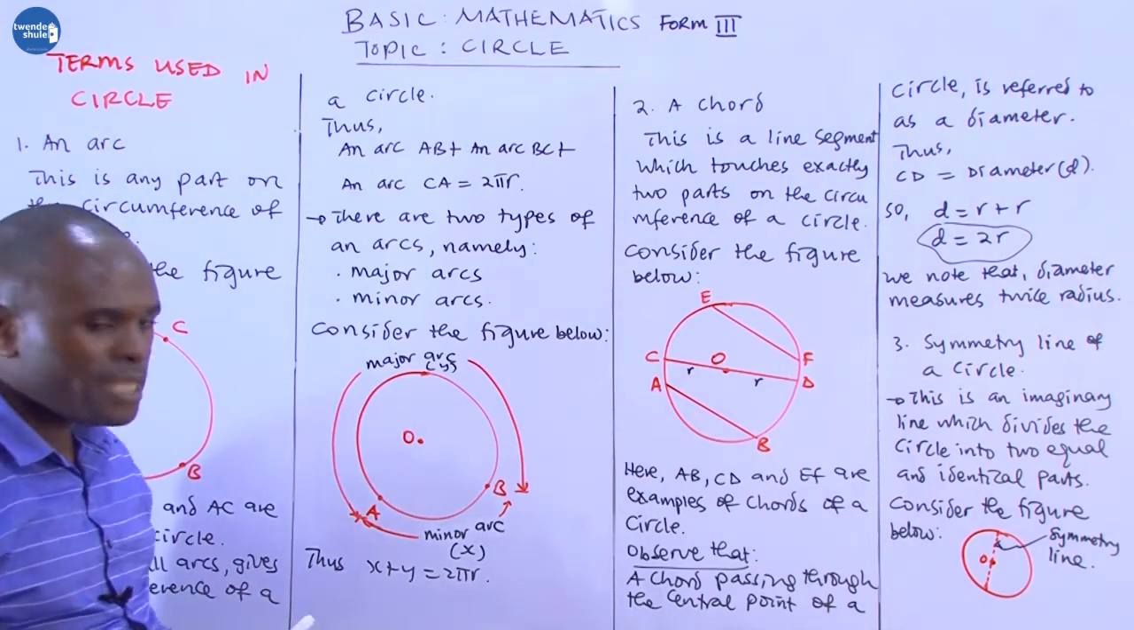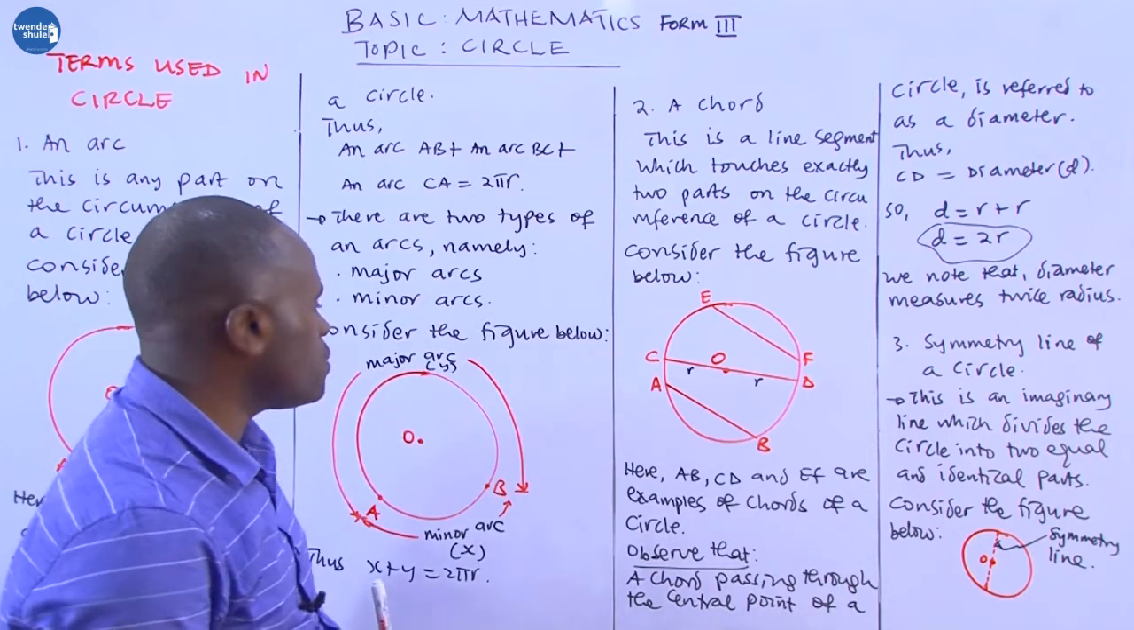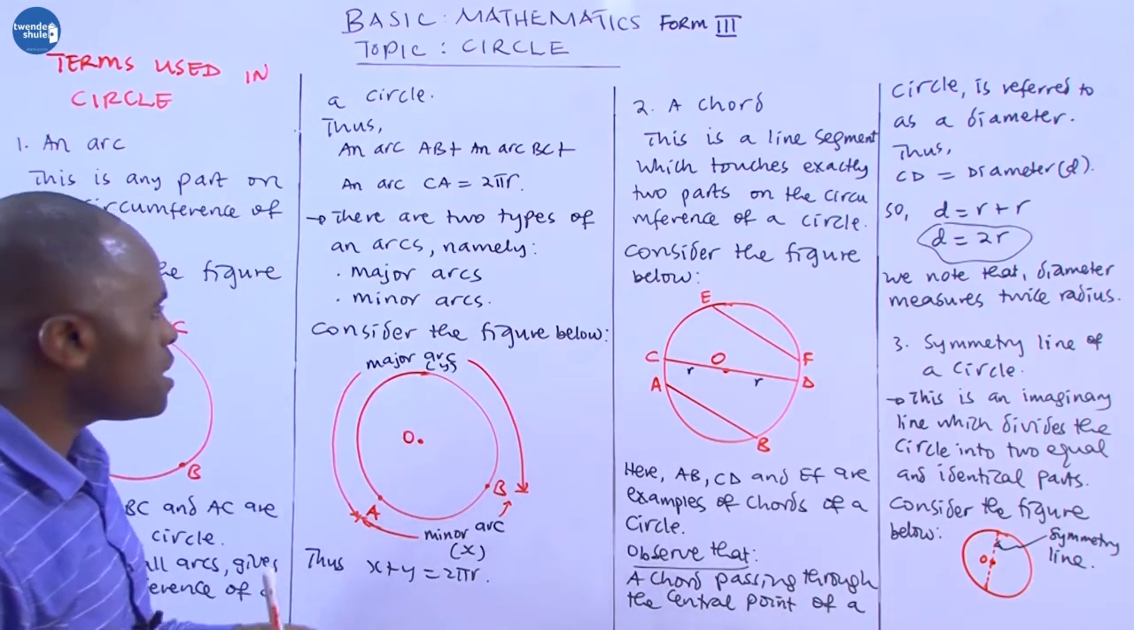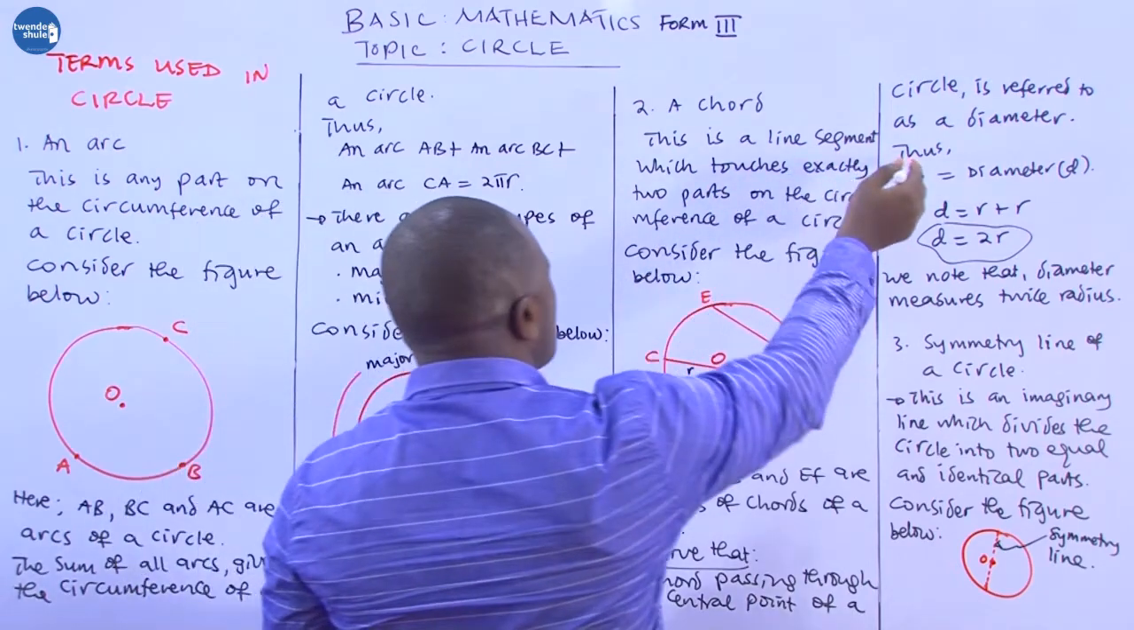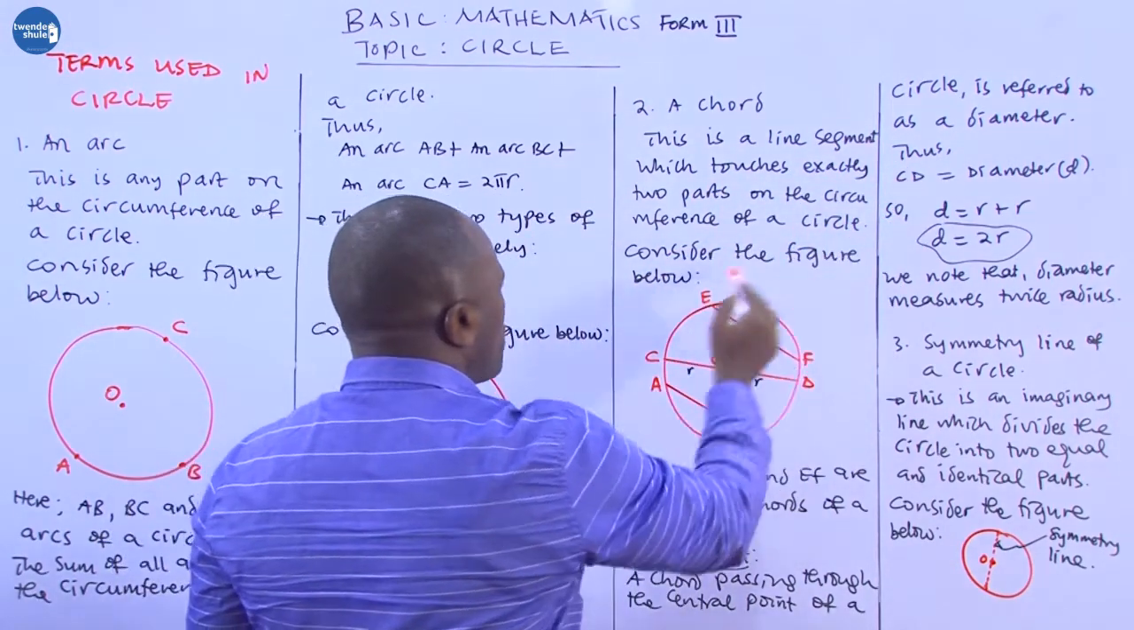Now there is a line segment which touches two and only two points on the circumference of a circle. It is referred to as a chord. So we say a chord is a line segment which touches exactly two points on the circumference of a circle.